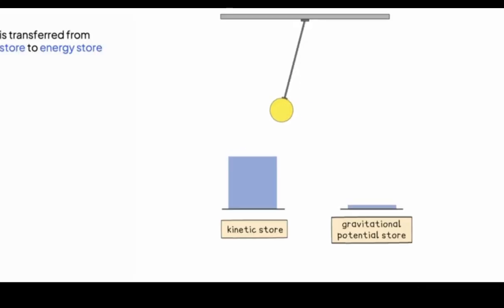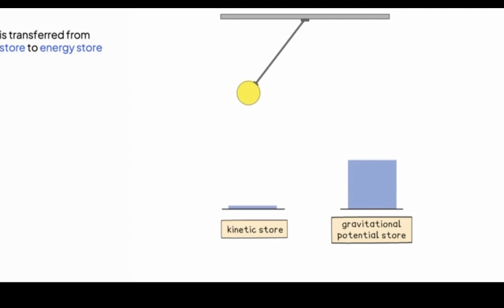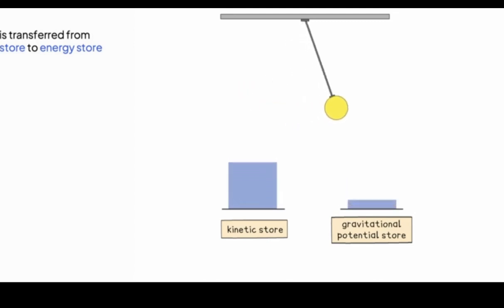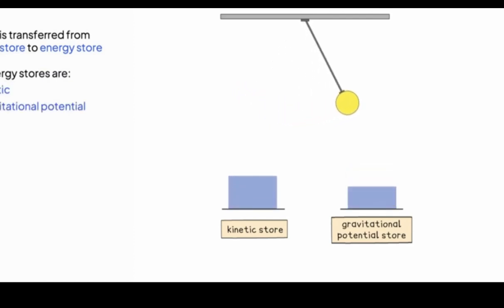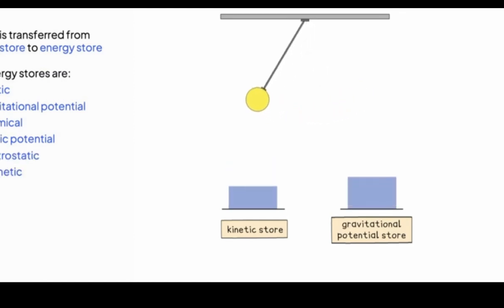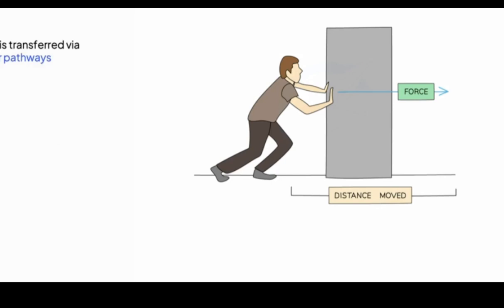Energy is stored in objects in different energy stores. When changes occur, energy is transferred from store to store. Energy stores are kinetic, gravitational potential, chemical, elastic potential, electrostatic, magnetic, nuclear, and thermal. Energy transfer pathways describe how energy is transferred from store to store. There are 4 energy transfer pathways you need to know.